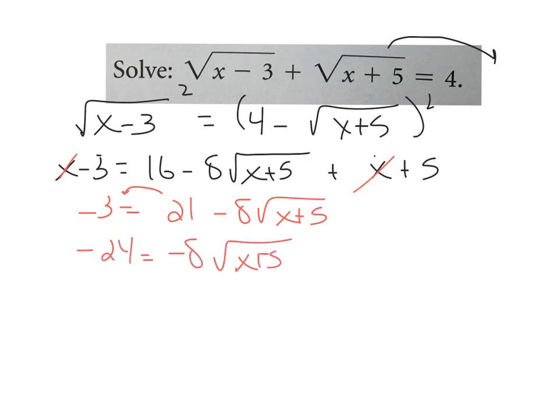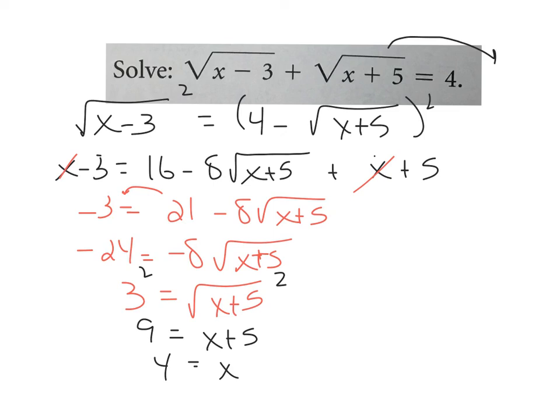Now, negative 8 goes into negative 24, so I'm going to divide both sides by negative 8, which will give me 3. That worked out really good. And I have a square root isolated now. So I'm going to square both sides again. Square here, square there, square everywhere. So I get x plus 5 equals 9. Move the 5 over, which gives me 4.